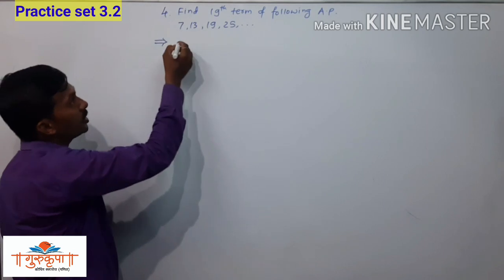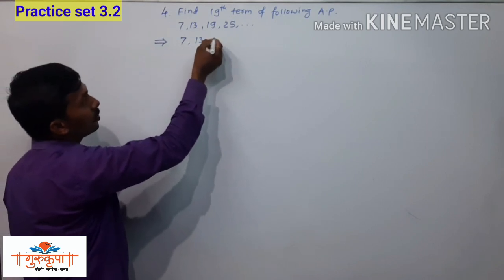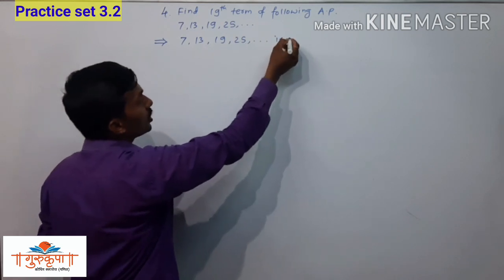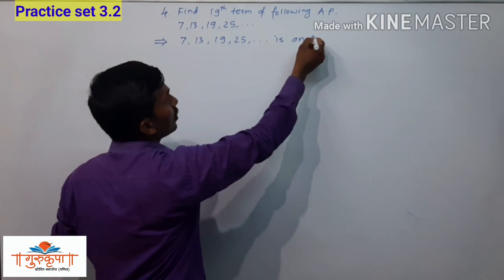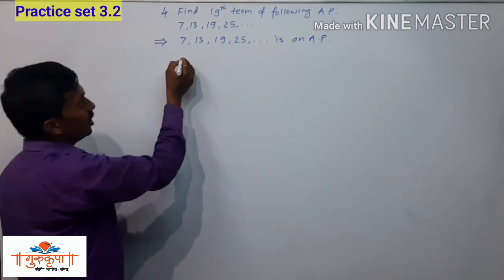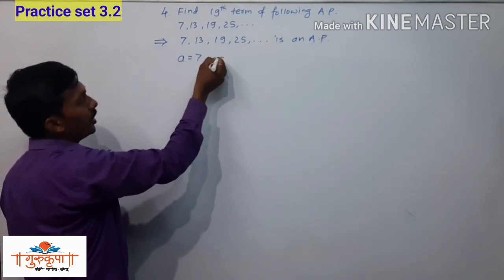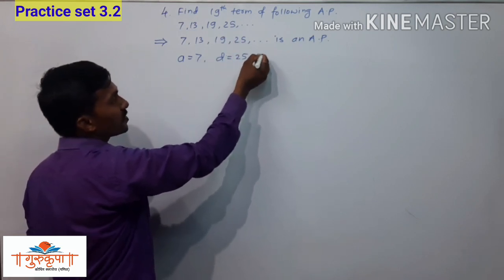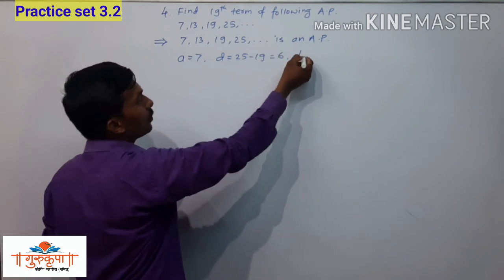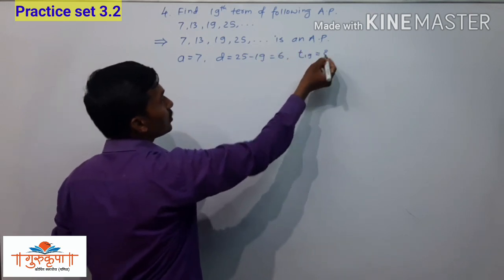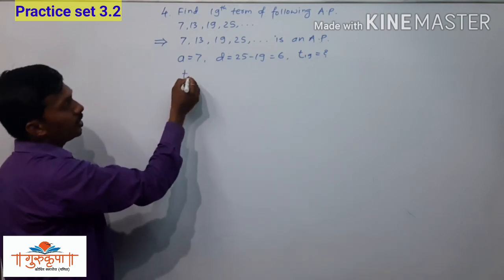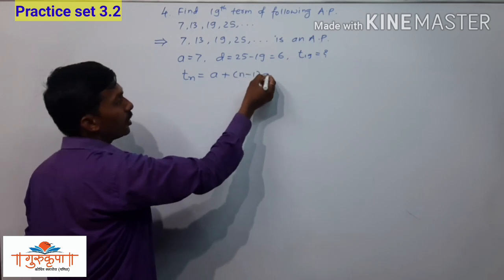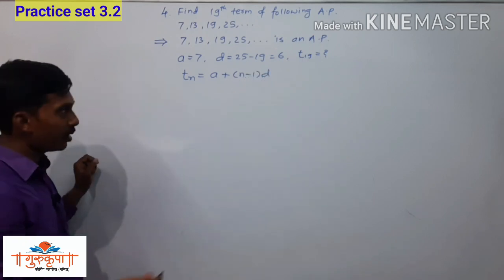So first of all, we will write the given AP here: 7, 13, 19, 25 and so on. It is given that this is an AP. Here A is equal to 7, and the common difference is 25 minus 19, which is equal to 6. We have to find T19. So we use the formula for finding the general term of an AP: Tn is equal to A plus (n minus 1) into D. Now put the values there.